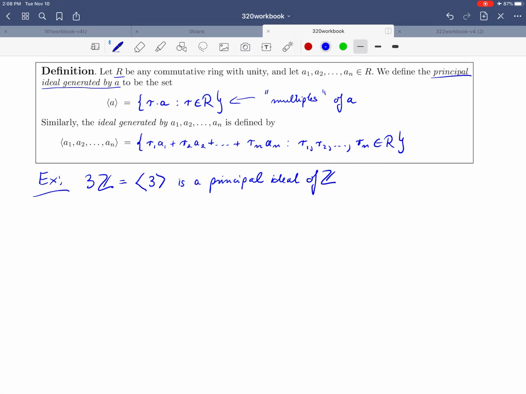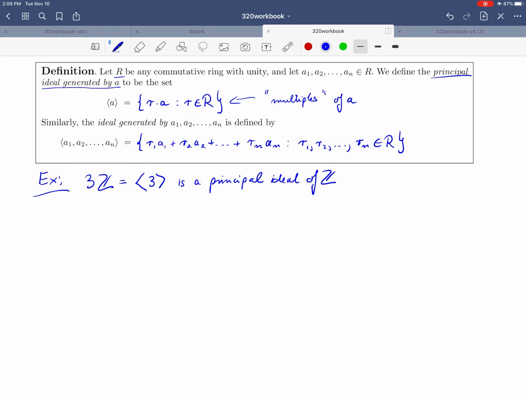Now, in the definition, we are saying these are principal ideals, and then we say what's in these sets. But it's not really a given that these really are ideals. So technically, we need to prove that these two sets that we just defined are in fact ideals. So let's just do it for the first one. Let's show that this principal ideal generated by A, the way it's defined right there, really is an ideal. And that gives us a chance to also practice using the ideal test from the previous video.